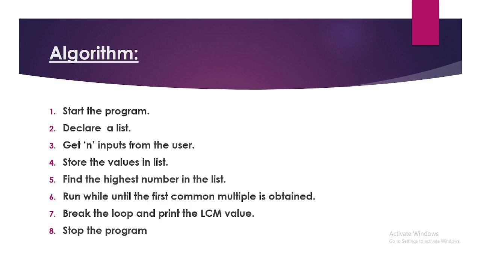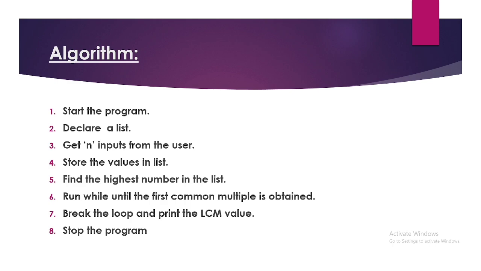First, as usual, we have to start the program, and here I'm going to use a list. For two numbers it can be easily calculated by the normal sequential method, but for n numbers it may be slightly complex. So I use a list so that you can get n numbers and store them, and you can access them anytime you want. So I'm going to start the program, declare a list and get n inputs from the user.